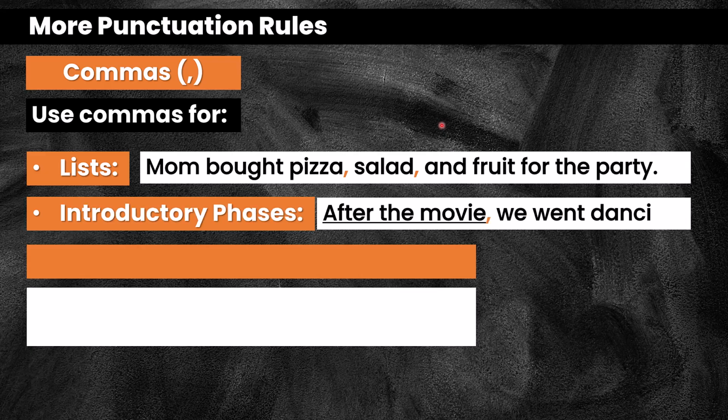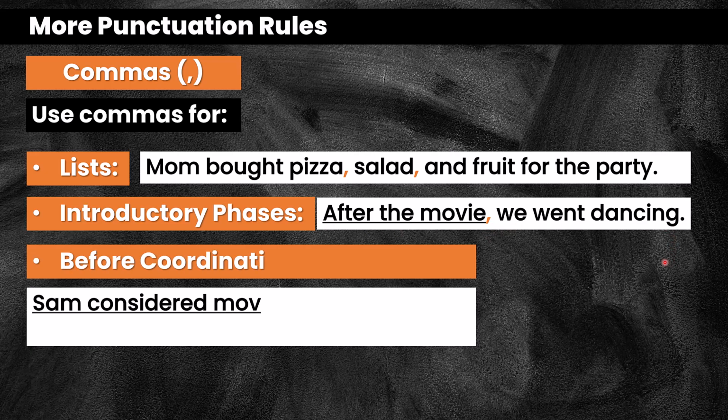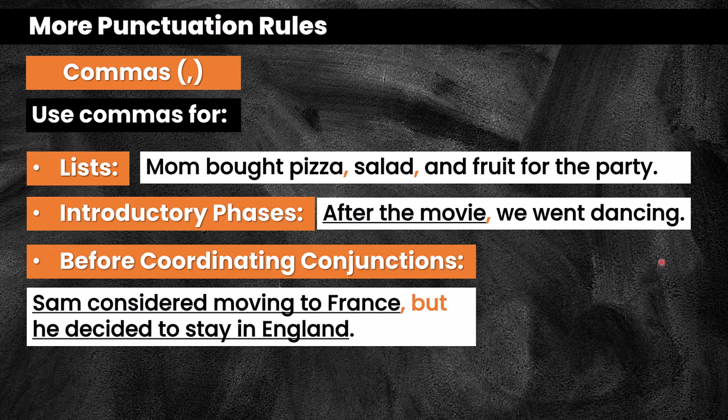We also use commas after introductory phrases. For example, after the movie, comma, we went dancing. We also use commas before coordinating conjunctions when combining 2 independent clauses. For example, Sam considered moving to France, comma, but he decided to stay in England. Here we have 2 independent clauses that are joined by a coordinating conjunction, so we have to add a comma before it because a coordinating conjunction is not strong enough on its own to combine 2 independent clauses.